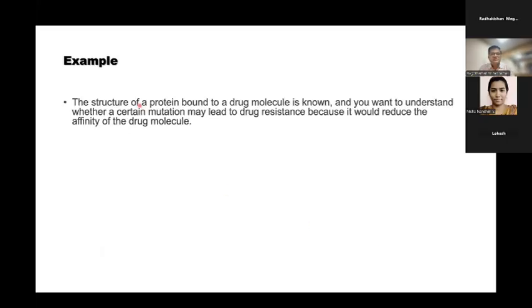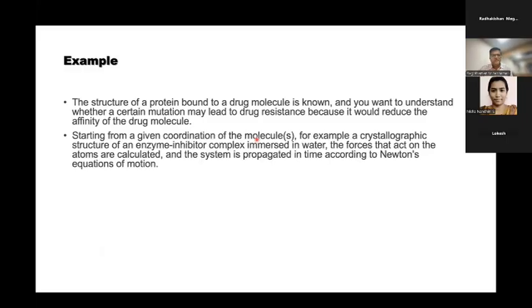For example, there is a protein which is bound to a drug. We want to understand whether a mutation in the protein can lead to drug resistance. You can use a simulation. So you start with the experimental structure, most probably by X-ray crystallography, and then you put water in it. So basically you create a box and then you put water molecules in it along with the protein and the drug.